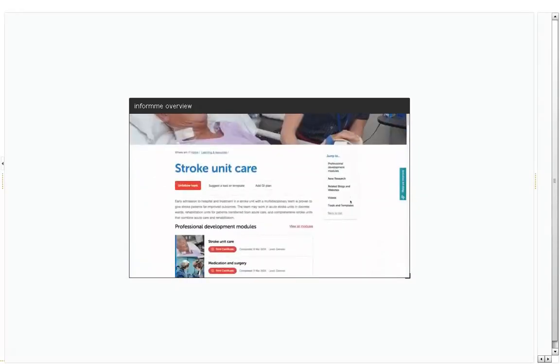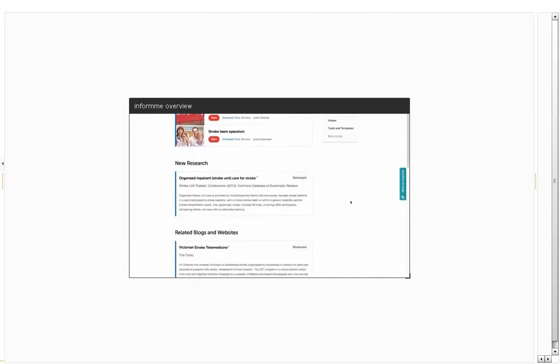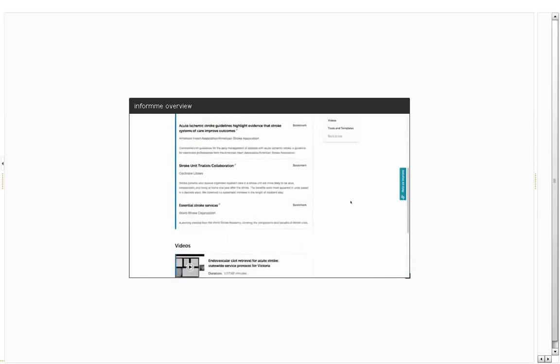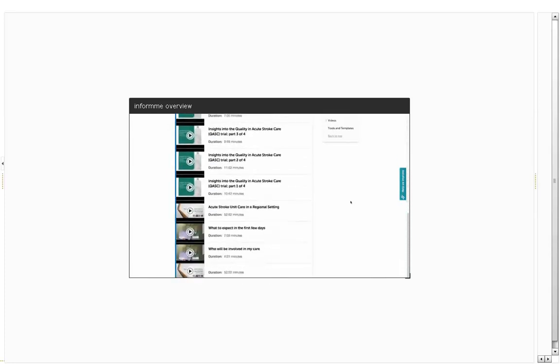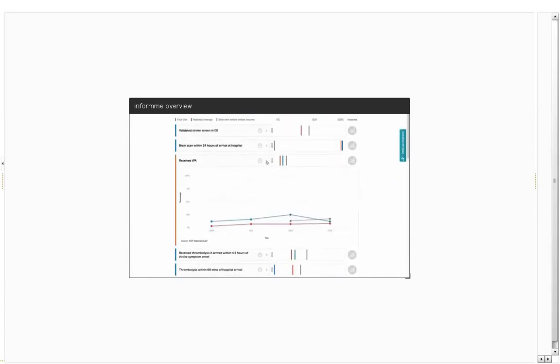There are almost 60 stroke care topics in the learning and resources area that gather tools and resources from across the site relating to that topic. So for each topic there may be videos, research, quality improvement plans and related tools and websites for users to view. Excitingly, if you've participated in one of the national audits, you'll be able to see how your hospital performs.